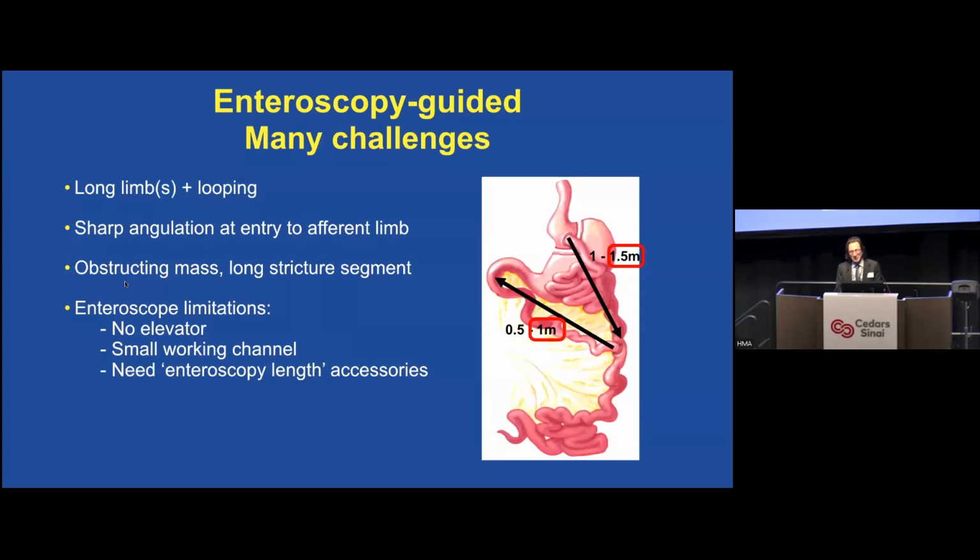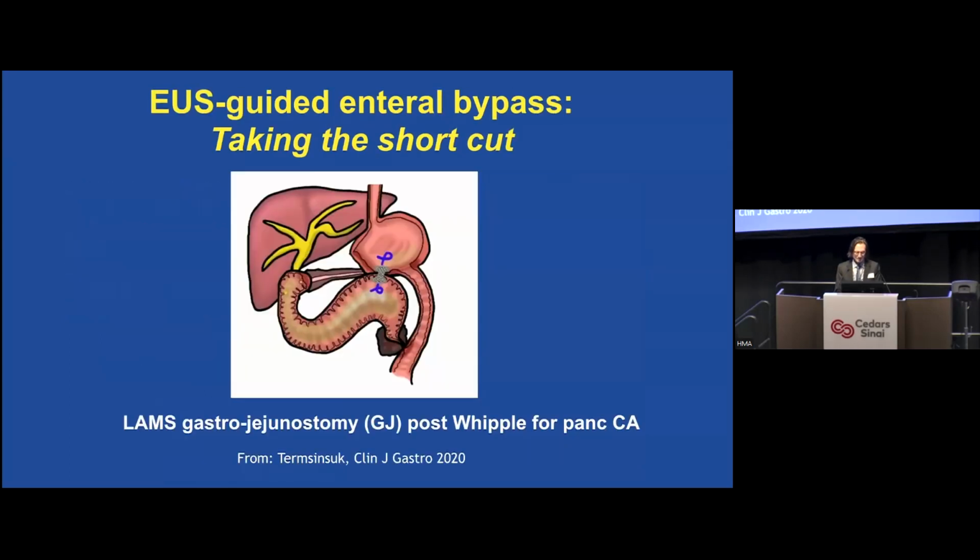And if all of that weren't enough, now we have the challenges of using an enteroscope that is not designed for biliopancreatic interventions. There's no elevator, small working channel, and we need enteroscopy length accessories. So the bottom line is enteroscopy guided approaches are time consuming, have high failure rates, and there is always a perforation risk. And so that makes taking the shortcut very attractive, EUS-guided enteral bypass.